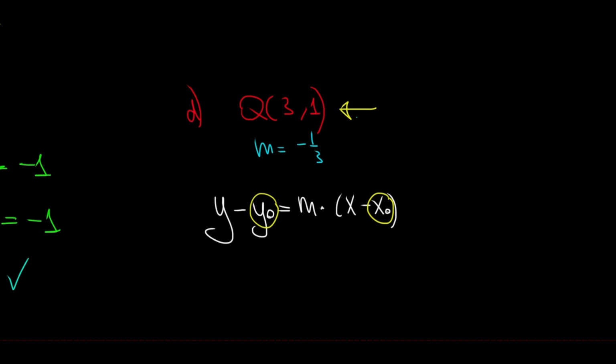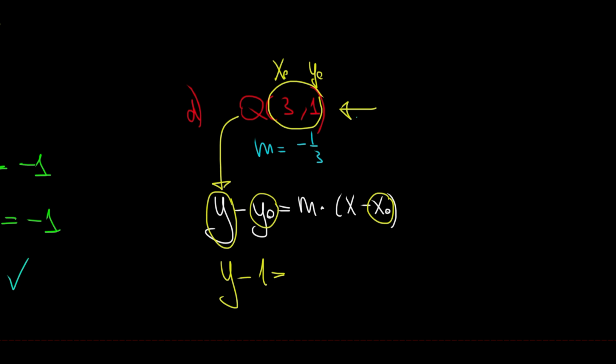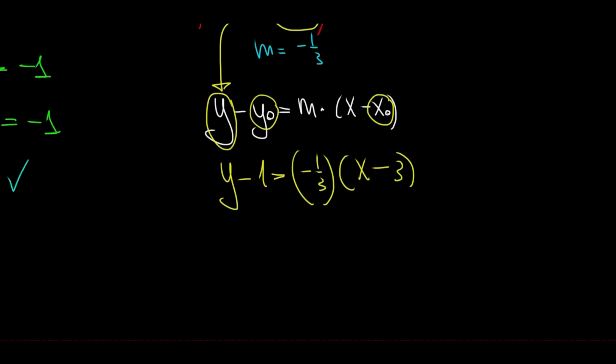So if we know that Q is a point on this line, on the line of y, because the equation of the line is going to be an equation of y equals something, right? These coordinates have to be part of this equation. So this is our x0, 3, and 1 is the y0. Now go back and substitute: y minus 1 equals the gradient of minus 1 over 3, bracket x minus x0, which is 3. Then keep doing the math.